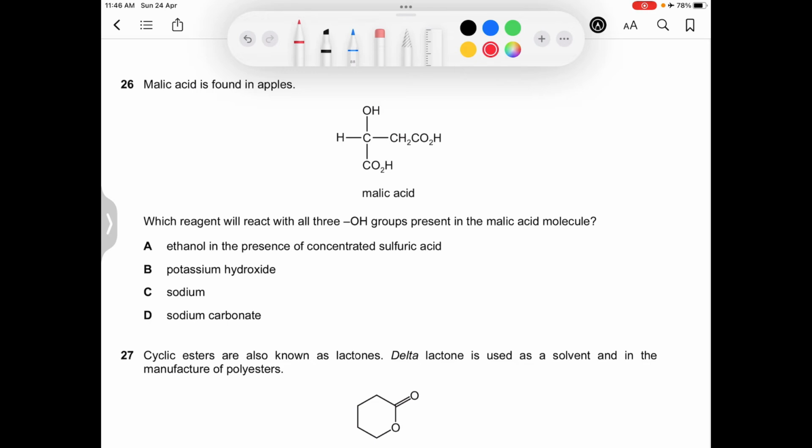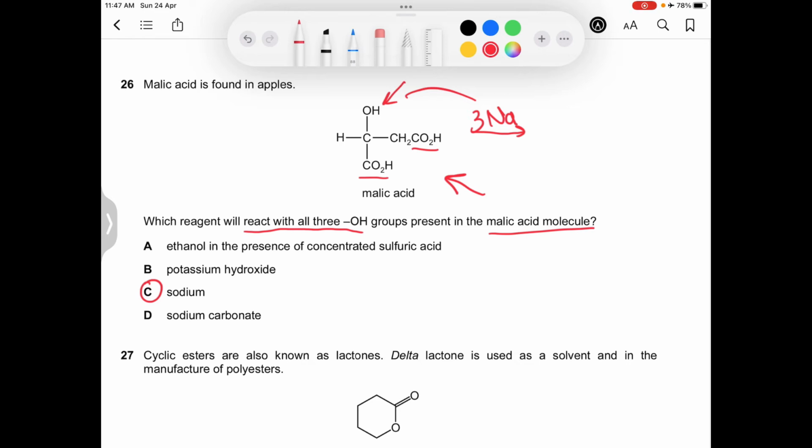The malic acid is found in apple. This is the malic acid. And you just notice that it's composed of 2 carboxylic acids and 1 OH group or hydroxyl group. Which reagent will react with all 3 OH groups present in the malic acid molecule? Yeah, I just remember something, a powerful element that reacts, which is C, sodium. So once you react sodium, you need actually 3 moles of Na to react with these groups.